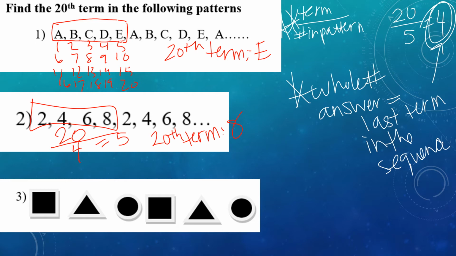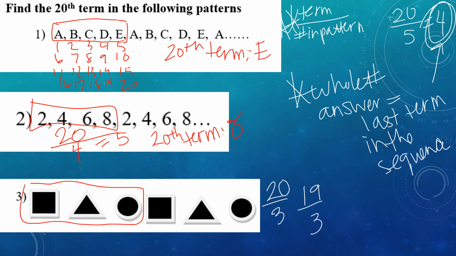For number 3, I have 1, 2, 3 things that repeat. Square, triangle, circle, square, triangle, circle. Okay? So now this is where you're going to understand why we do this division. So 20 divided by 3 is not a nice number. So I'm going to go ahead and do the next one. 19 divided by 3, also not a nice number. 18 divided by 3 is a nice number. It equals 6, so that means that term, the circle, is term 18.